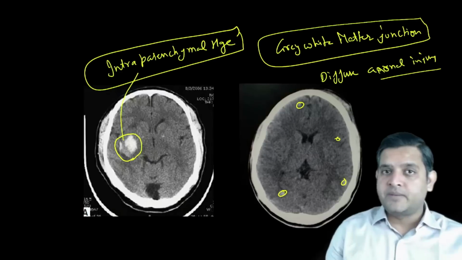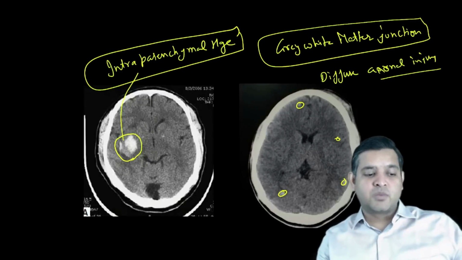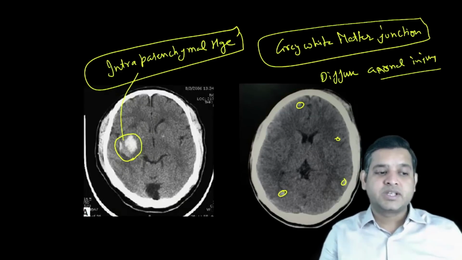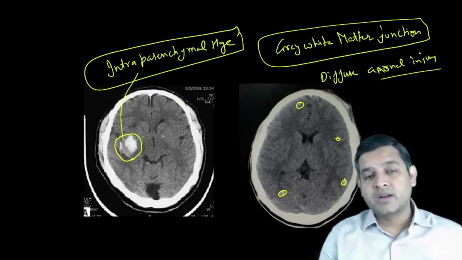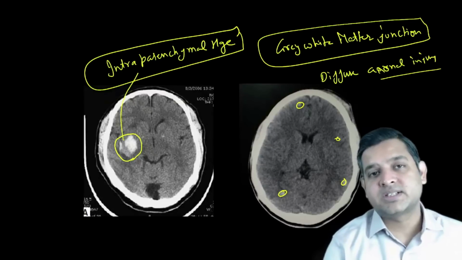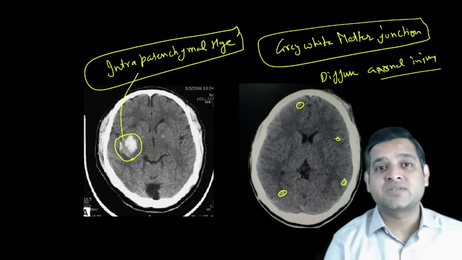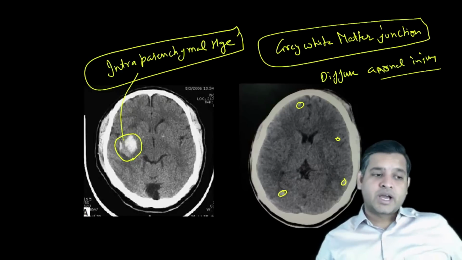Now it is to be noted that in diffuse axonal injury, in more than 80% of the cases, CT is normal, and that is why the investigation of choice to diagnose diffuse axonal injury is MRI.